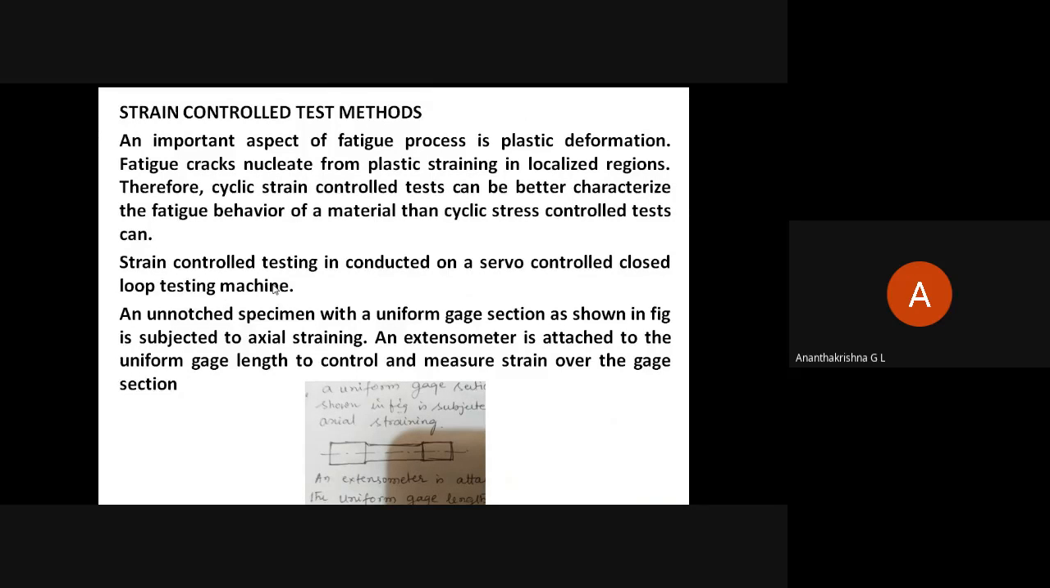Now, how is strain control testing conducted? It is essentially conducted on a servo-controlled closed-loop testing machine. If you remember, among fatigue testing machines, the last one was closed-loop control. The same can be used for strain-controlled testing also. An unnotched specimen with a uniform gauge section, as shown in the figure, is subjected to axial straining. This is the sketch of a specimen.